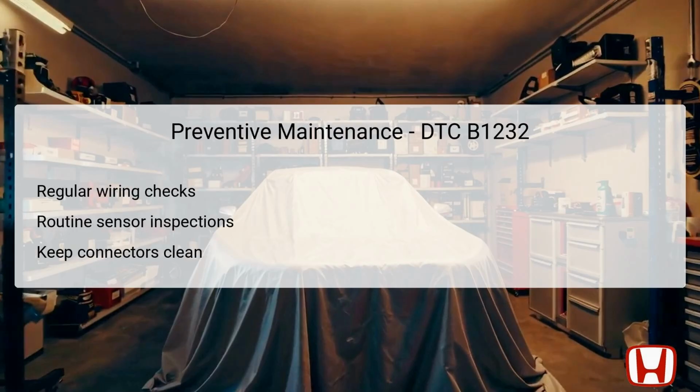passengers alike. To prevent the recurrence of DTC B1232 or similar issues in the future, it is important to adhere to a routine preventive maintenance schedule for the climate control system. Conducting regular checks on wiring and connectors can help catch any signs of wear, corrosion, or damage before they lead to significant problems. Additionally, it is wise to perform routine inspections on the evaporator temperature sensor, ensuring that it is clean and free of obstructions.